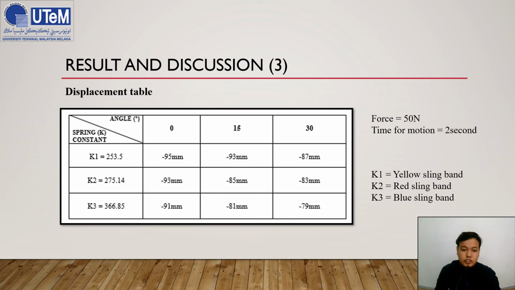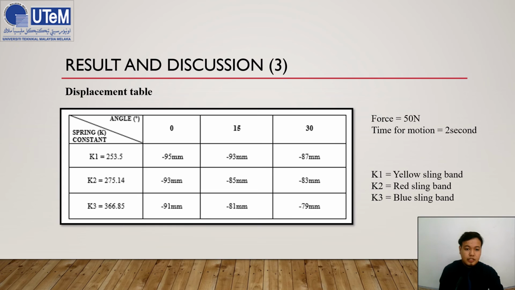And we go to the second one, which is K2. We will perform with the 0 condition. We will get a negative 93 millimeter. And the next one is 15. We will get negative 85 millimeter, and the last one is 30. We will get negative 83 millimeter while we perform using K2.